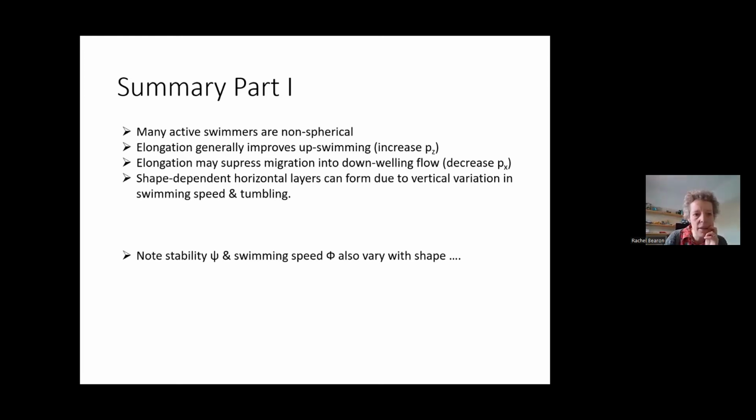Was there a second? Did Massimo have his hand up? No. Ganesh, did you have a question?